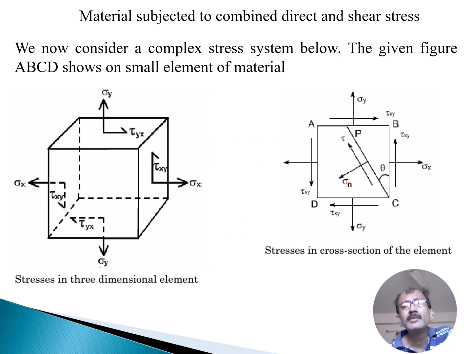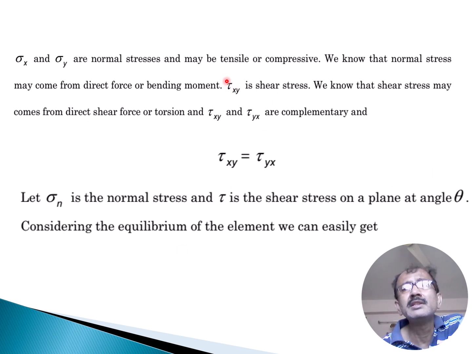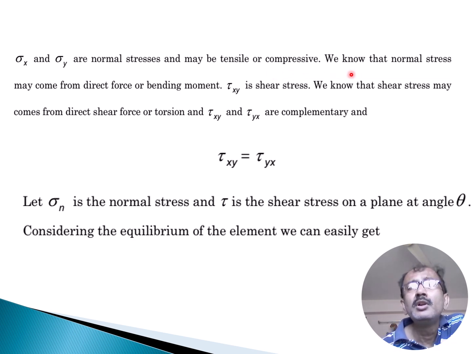Now sigma x and sigma y are normal stresses and may be tensile or compressive. We know that the normal stress may come from the direct force or bending moment. Tau xy is the shear stress. We know that shear stress may come from direct shear or from torsion, that is tau xy and tau yx. So tau xy and tau yx are complementary. These two are exactly the same in magnitude, but opposite in sign.